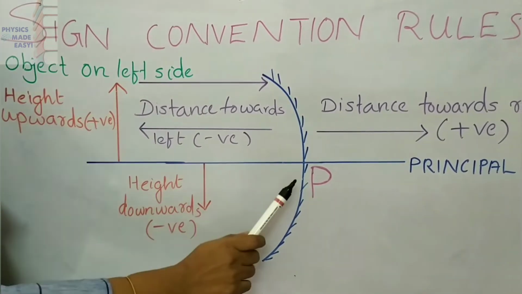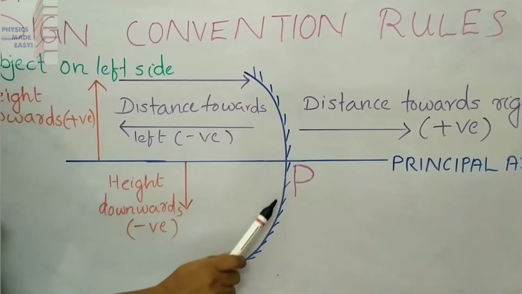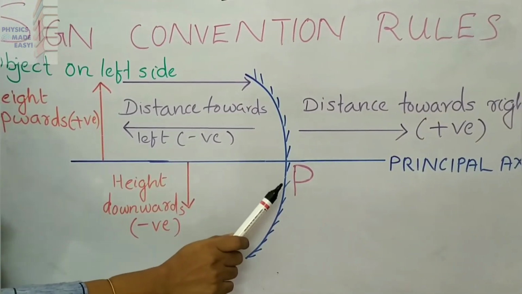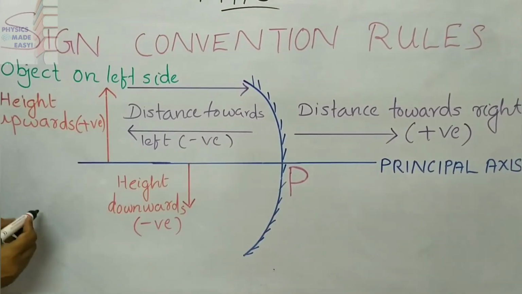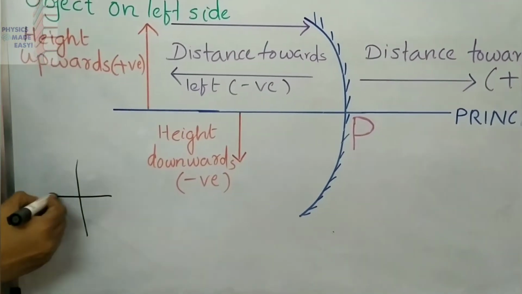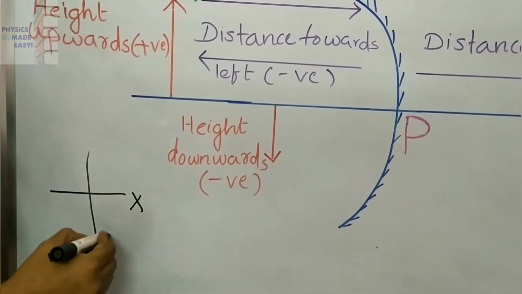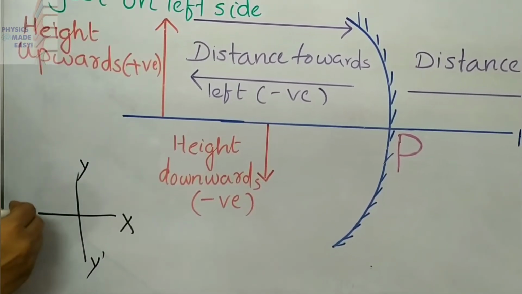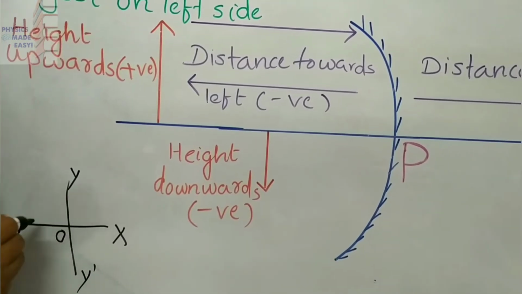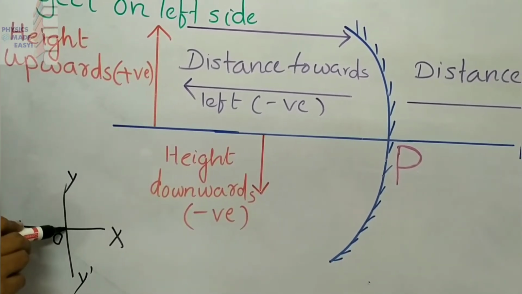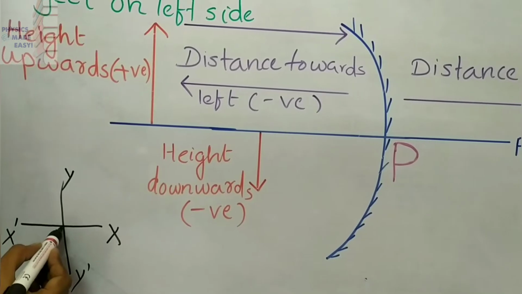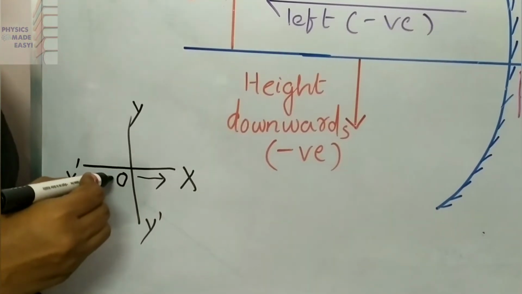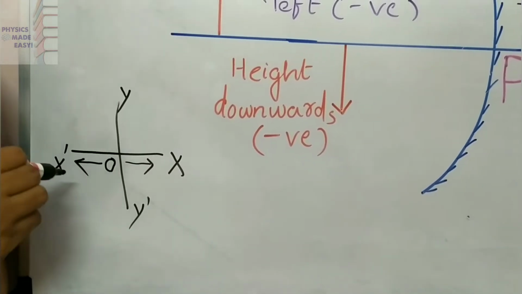Then here you can see the pole. The pole is the center of the mirror. Here we have to consider this pole as the origin. Children, look here. This is the x-axis and the y-axis. What is this? The intersection of these two axes we call the origin. If you go from the origin to the right side, you get positive numbers. Going from the origin to the left side, you get negative numbers.